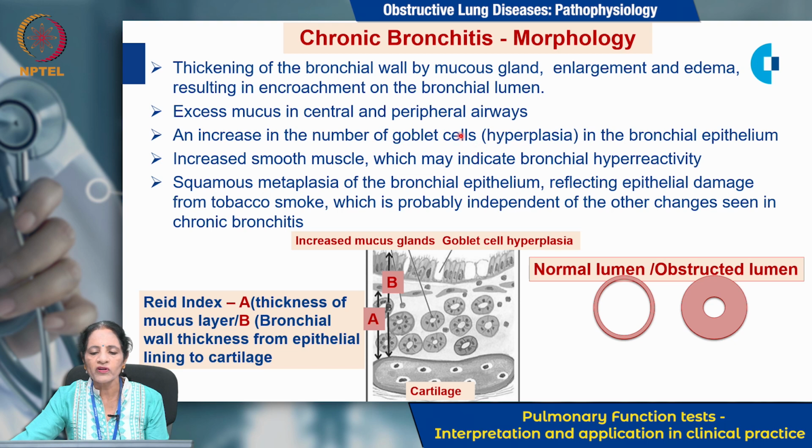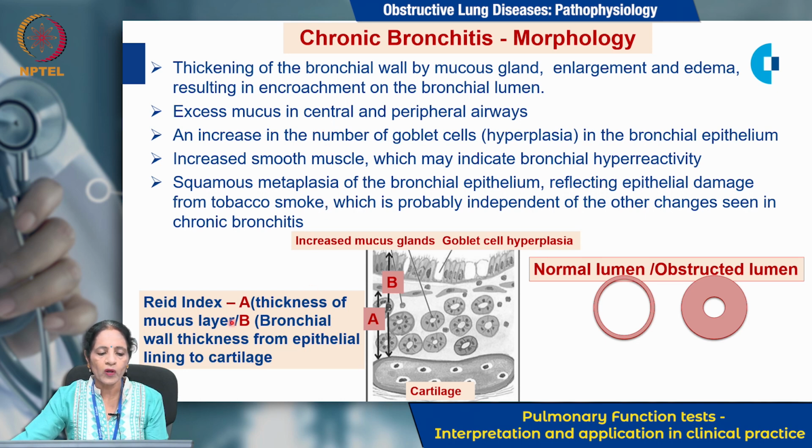An increase in the number of goblet cells, what is called goblet cell hyperplasia, in the bronchial epithelium is seen in all these cases, and increased smooth muscle, which may indicate bronchial hyperreactivity, is also present. And because of all these changes, there can be metaplastic change of the bronchial epithelium leading to squamous metaplasia, reflecting the epithelial damage from tobacco smoke, which is probably independent of other changes in chronic bronchitis. So, these are the major pathologic changes we see in chronic bronchitis.